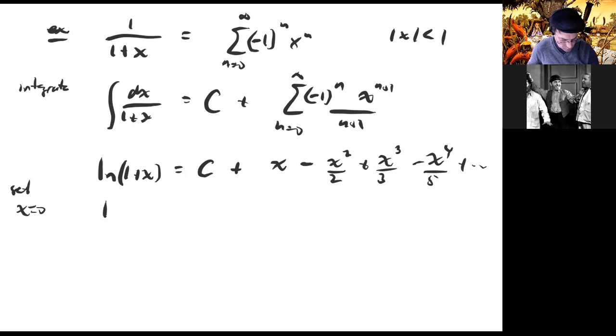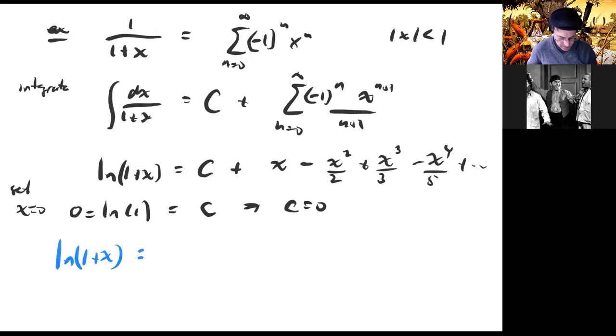To get ln of 1 is equal to c, because the remaining terms vanish. But ln of 1 is 0, so c is 0 in this example. So therefore, we get the following expression. I'll write it in blue. ln of 1 plus x is given by x minus x squared over 2 plus x cubed over 3 minus x to the 4th over 4.